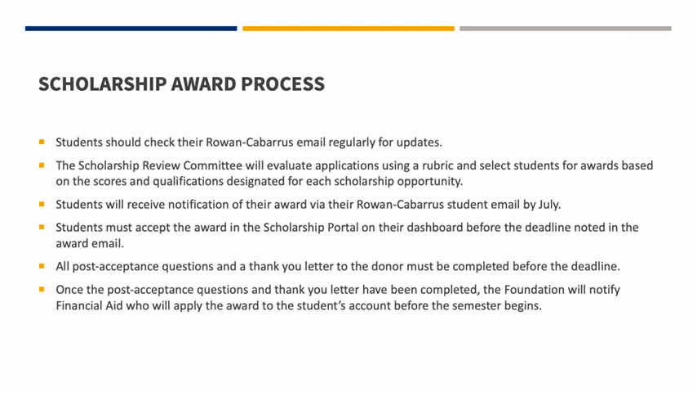Here is a brief outline and some helpful tips regarding the scholarship award process. Students should check their Rowan-Cabarrus email regularly for updates. The Scholarship Review Committee will evaluate applications using a rubric and select students for awards based on the scores and qualifications designated for each scholarship opportunity. Students will receive notification of their award via their Rowan-Cabarrus student email by July.